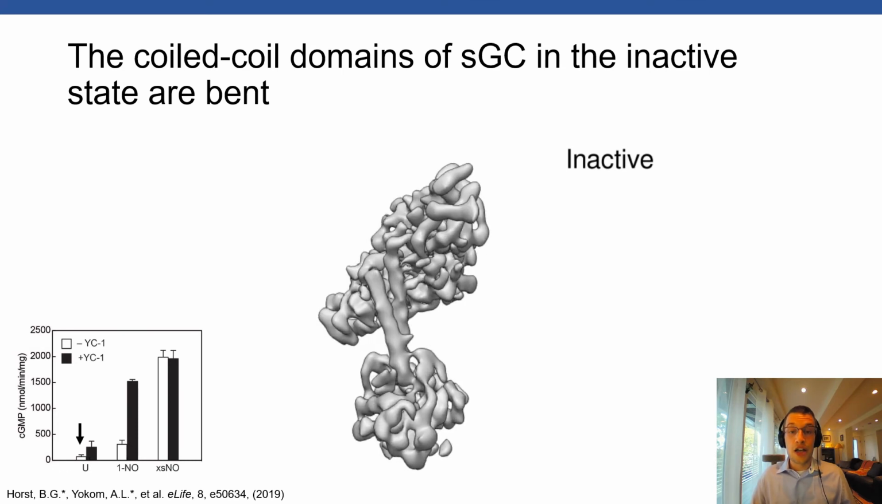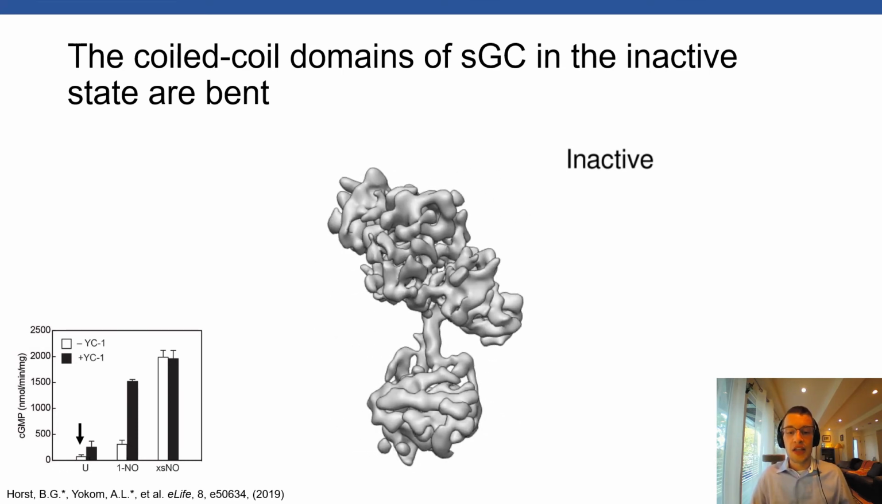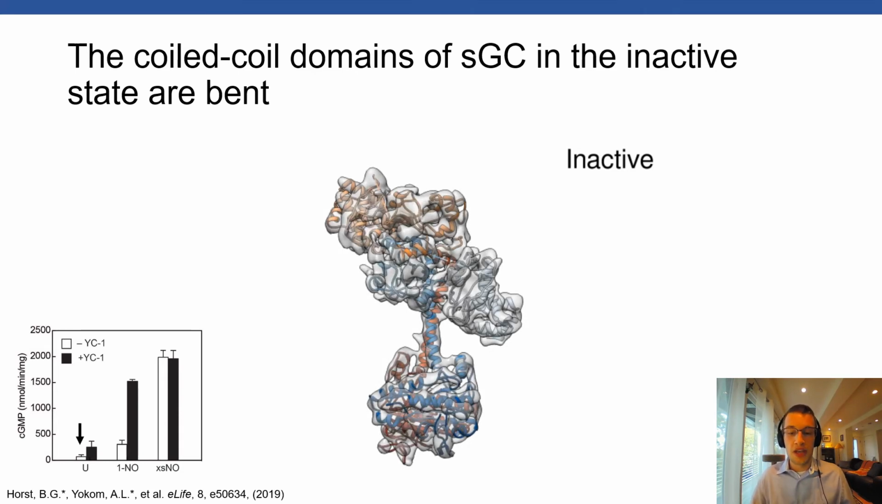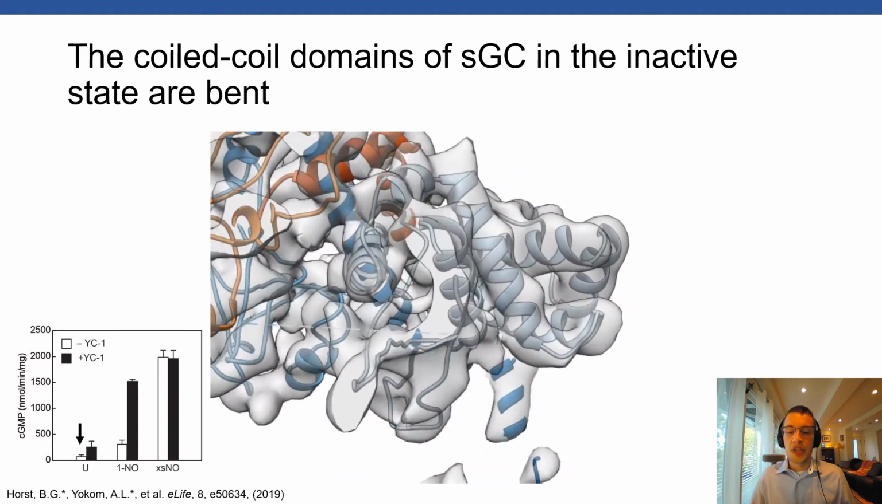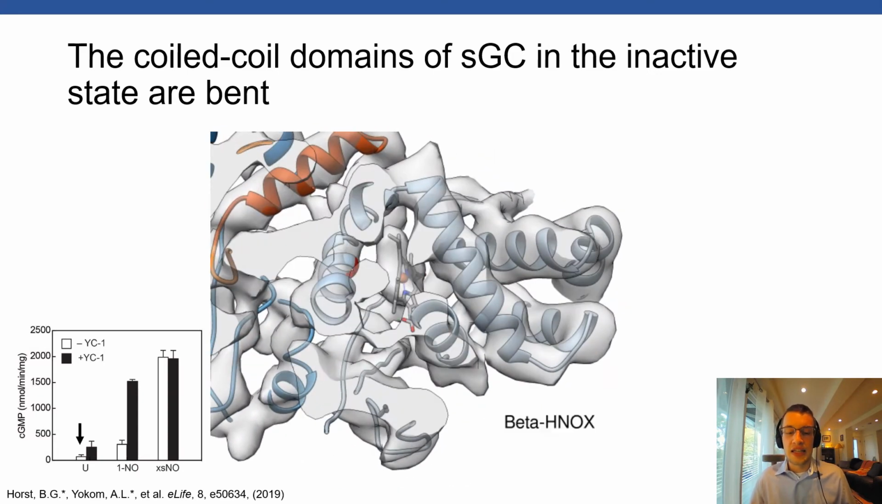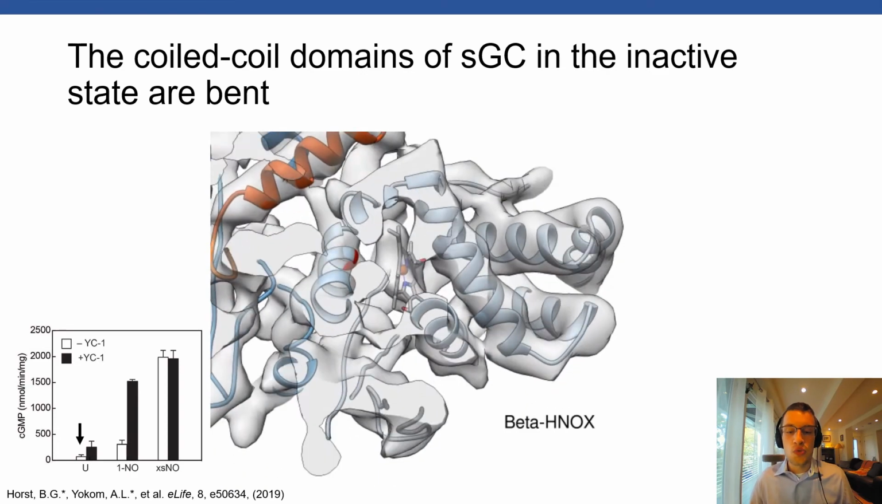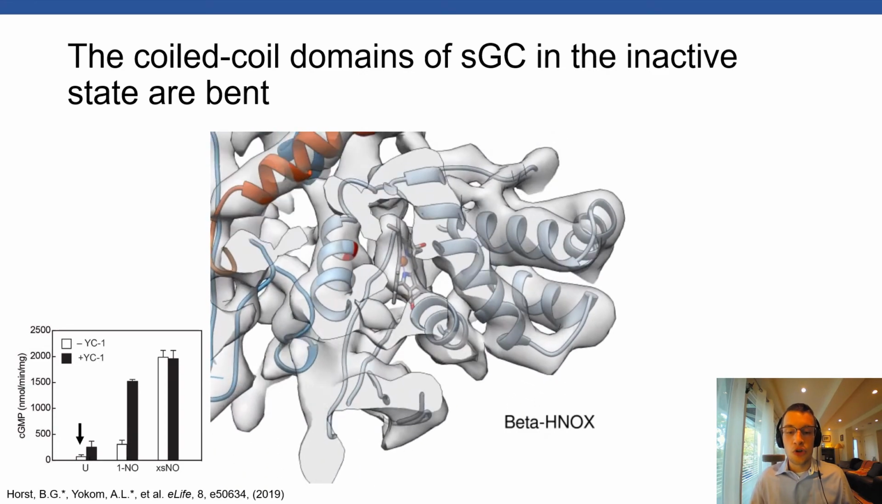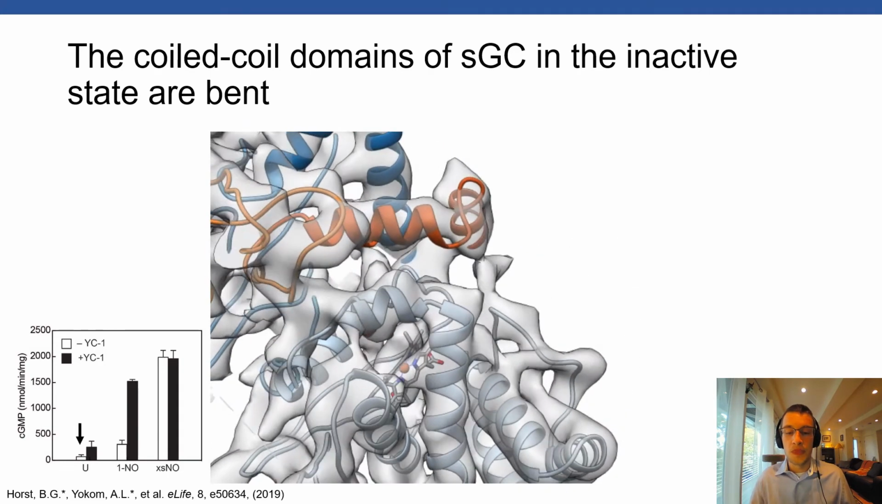Let's take a look at a movie of this map. So here we have the map of SGC. We can put the domains into this map. And let's go ahead and zoom in on the beta HNOx domain. So we can see here that we have a lobe of density that is not filled by the protein backbone. And this is where we believe the heme cofactor resides. So we do think we have hollow SGC here.